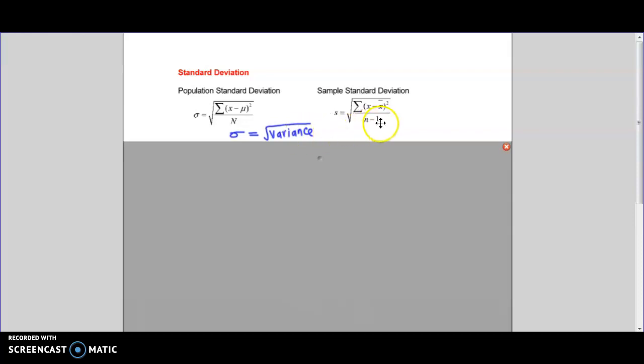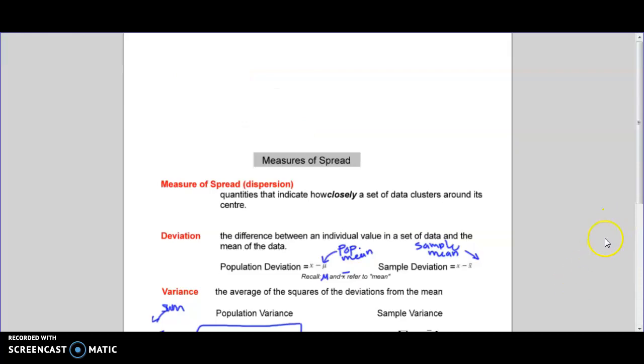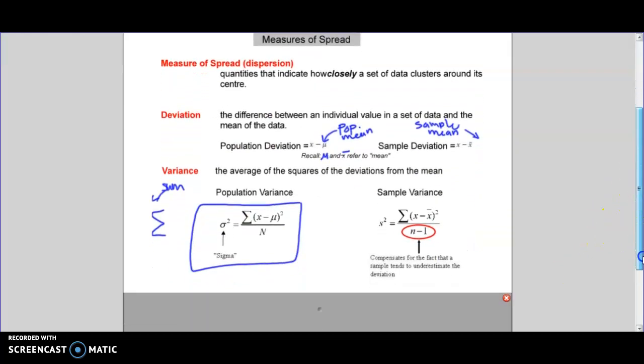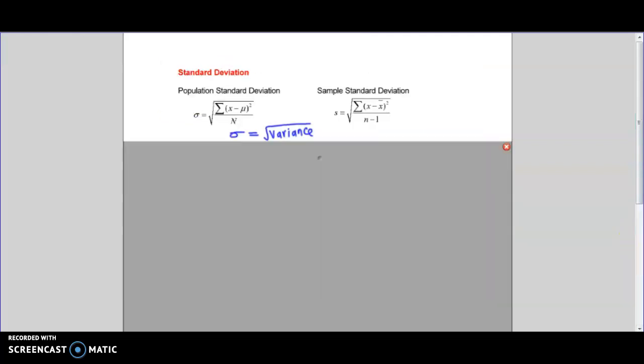Okay, hopefully that made sense. Let me say that one more time. Going back, if I scroll down here, the variance is sigma squared, there's the formula, or S squared if it's the sample variance. To figure out your standard deviation, you're basically taking the square root of the variance. If it's a population standard deviation, it's represented by sigma. If it's a sample standard deviation, it's represented by S. Okay.